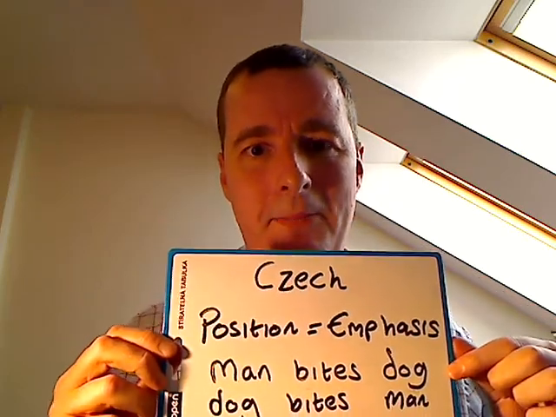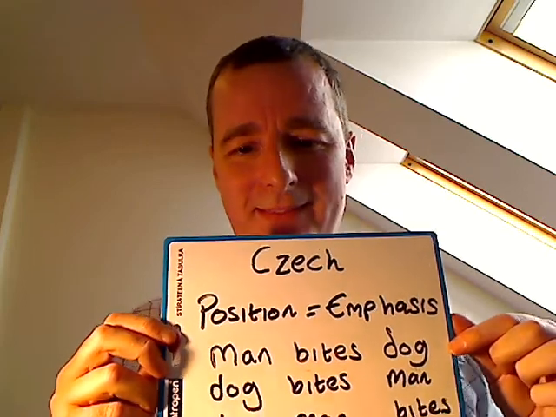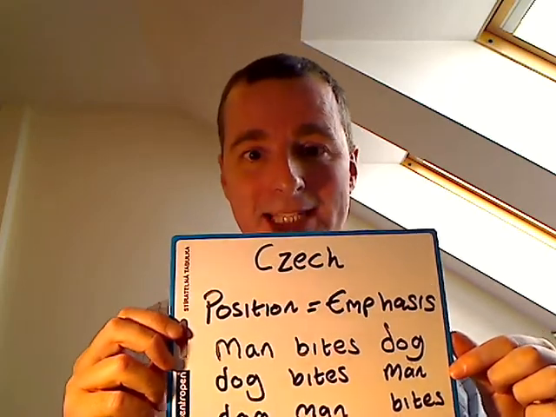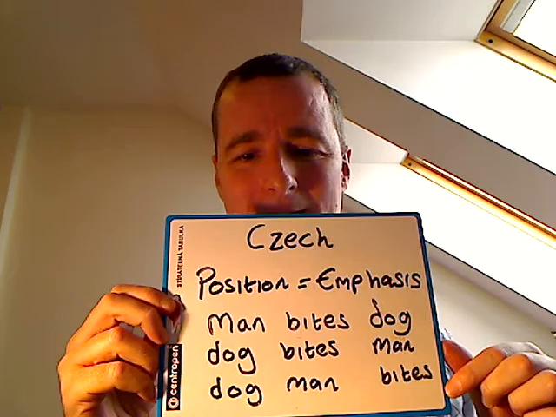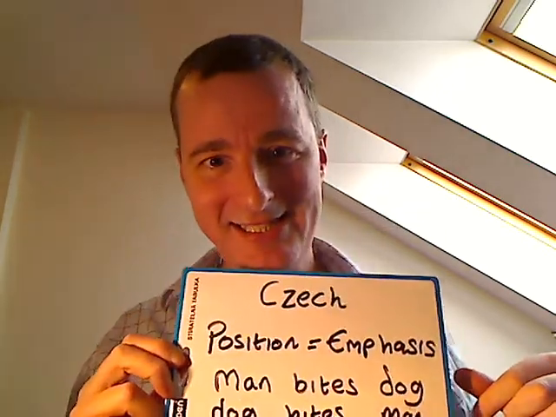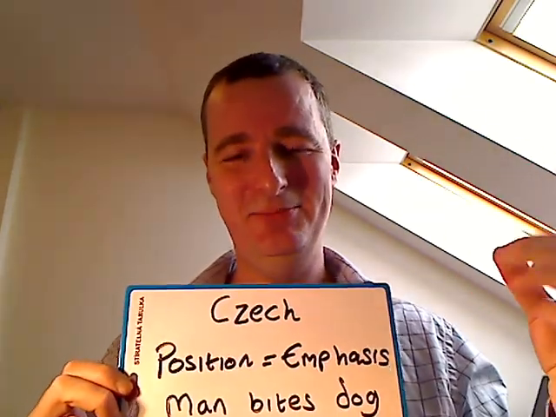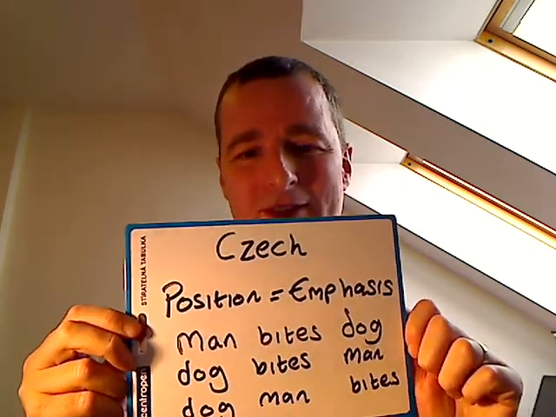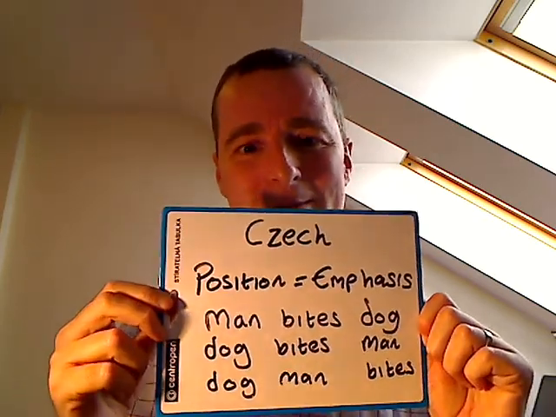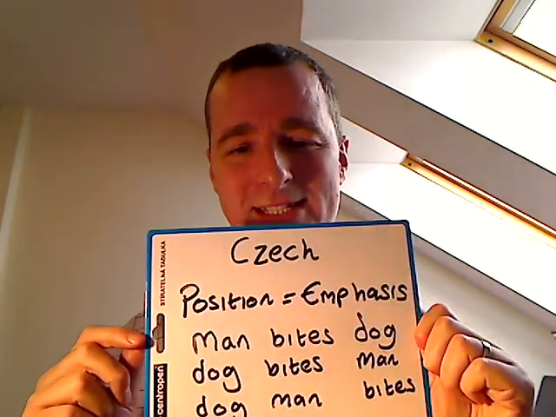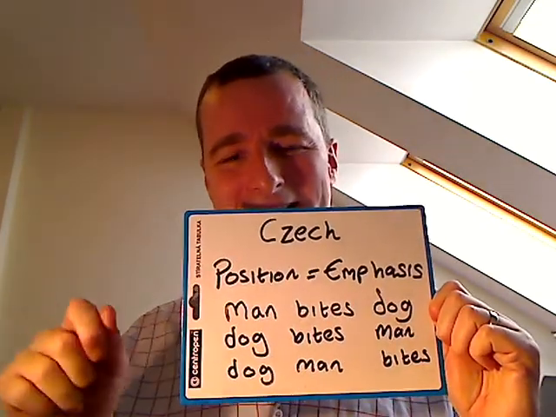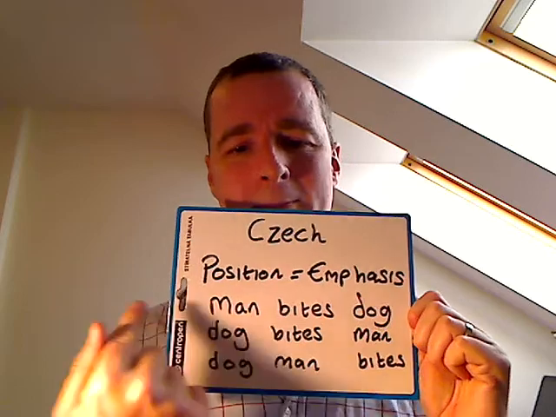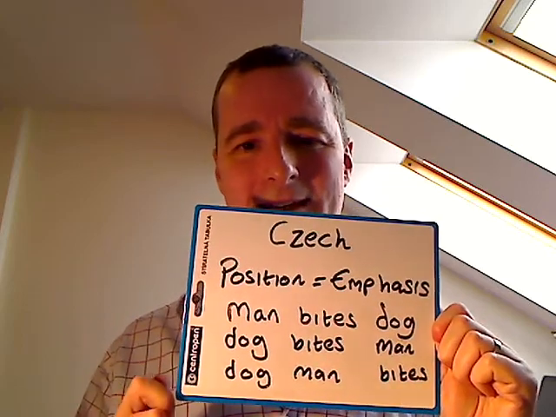Oh, man bites dog? Dog bites man? Or dog man bites? We'd use our voice in English, but in Czech they use word order. And an advantage of using word order, by the way, for emphasis is that it works in the written form as well. It's difficult to do emphasis in English unless you underline something or do it in bold. But in Czech, all of these would mean the same thing.